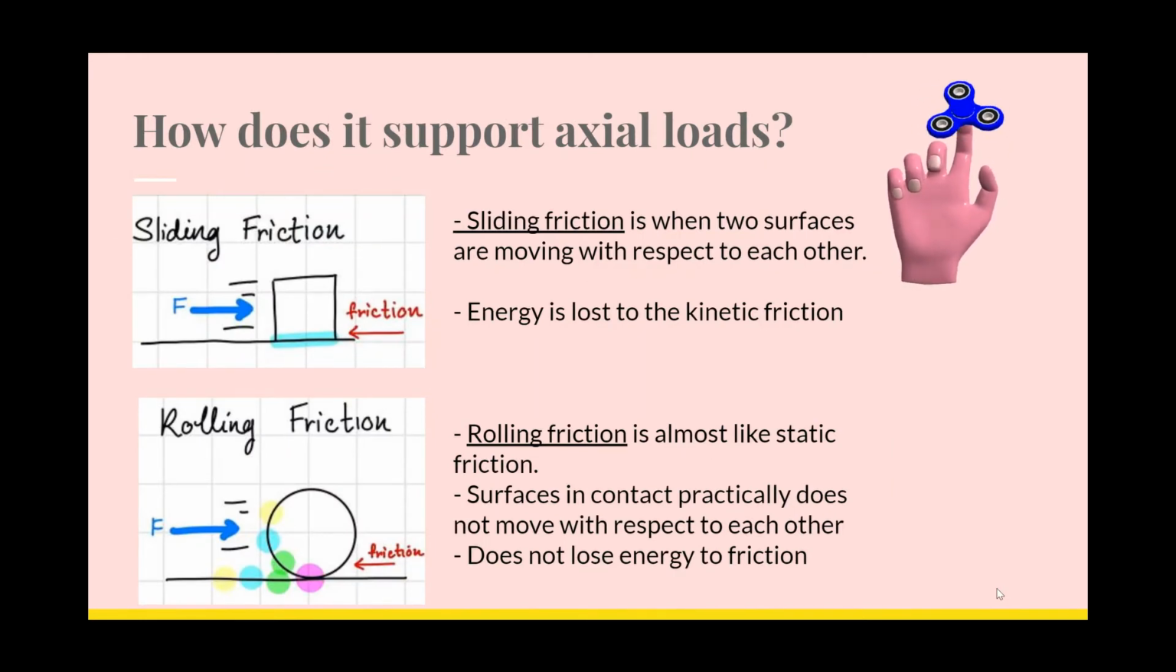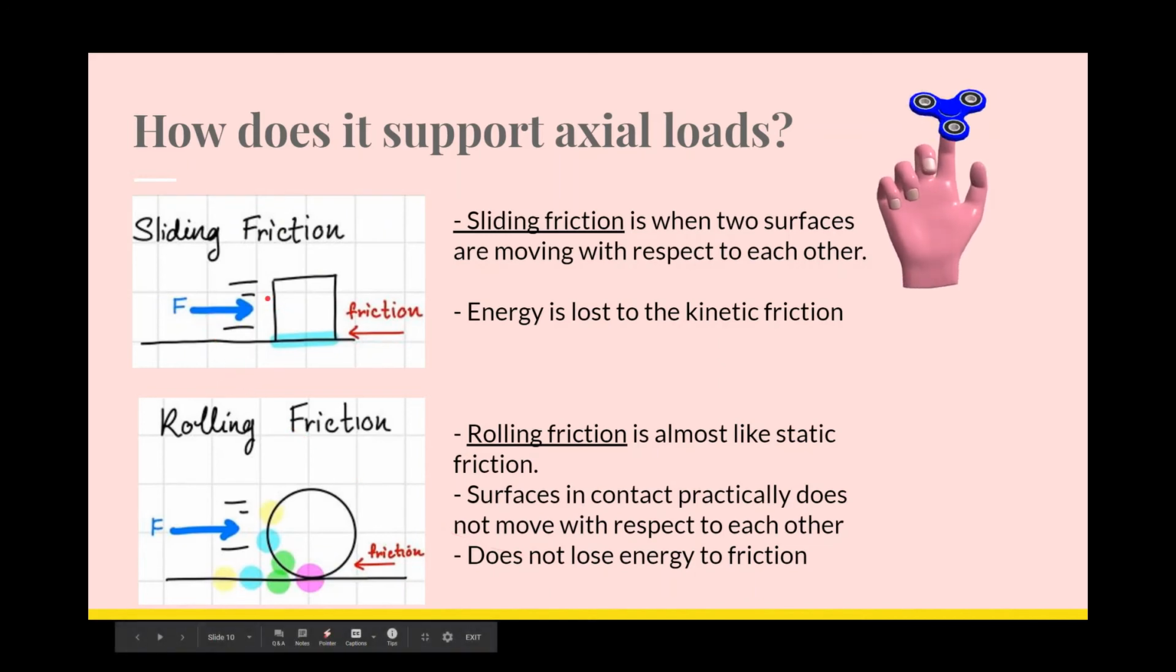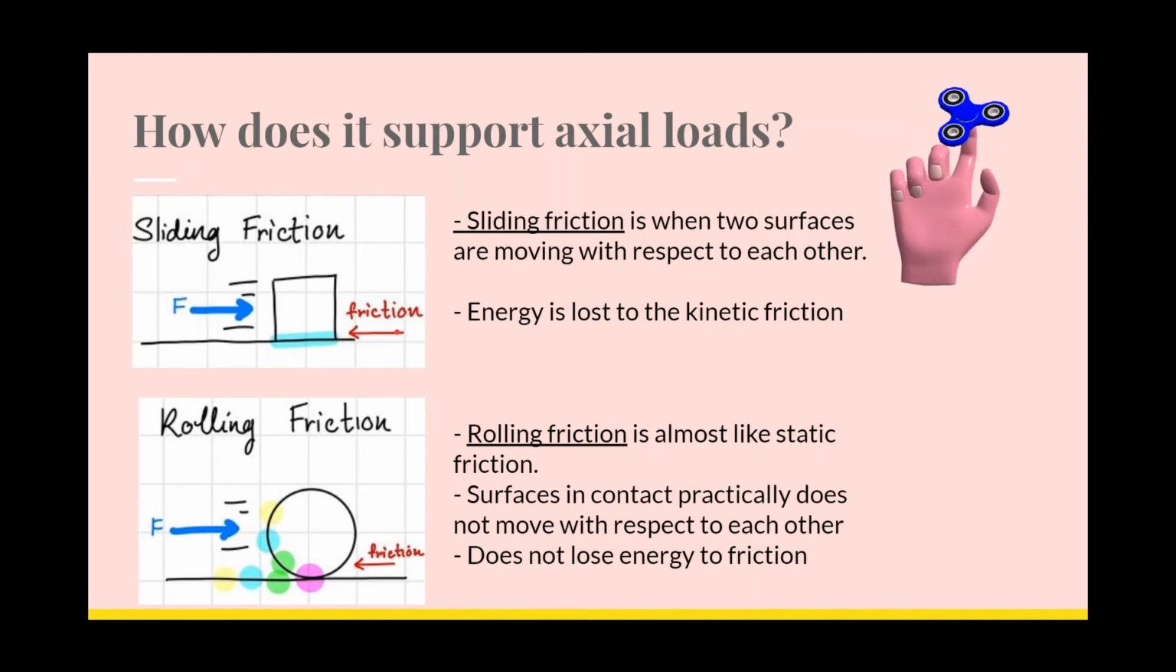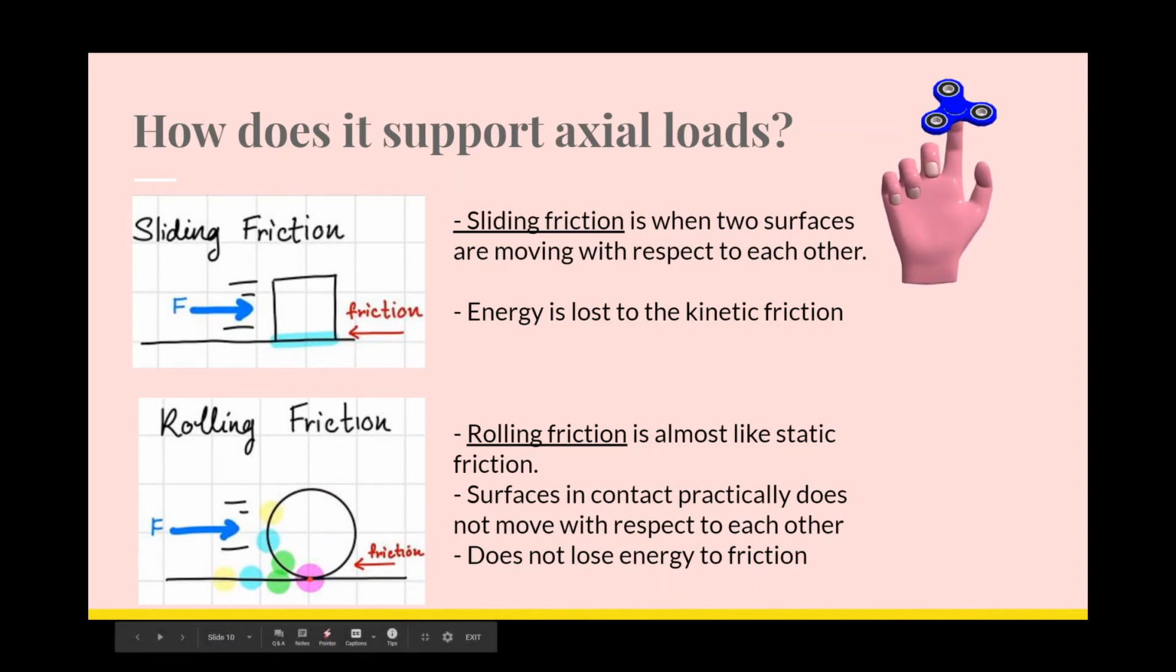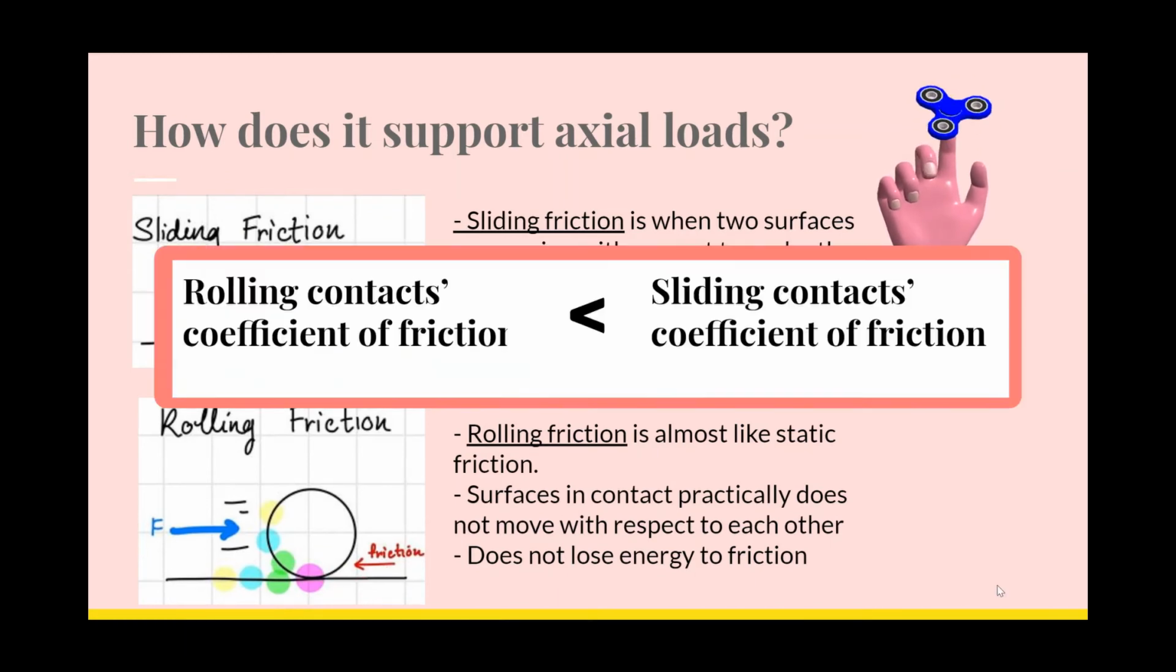Well, let's think about how moving objects lose energy. In sliding friction, the two surfaces are moving with respect to each other. This causes kinetic friction and energy is lost. The friction is acting against the force. However, in rolling friction, with the ball turning and rolling, the contact points only meet for a minimal amount of time. It is almost like static friction. The surfaces in contact practically don't move with respect to each other, so it doesn't necessarily lose energy to friction. What does that mean? It means that the rolling contact's coefficient of friction is less than the sliding contact's coefficient of friction.